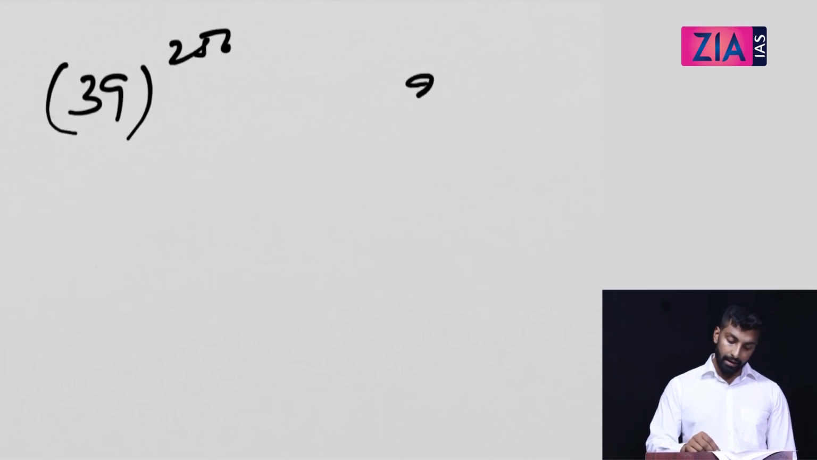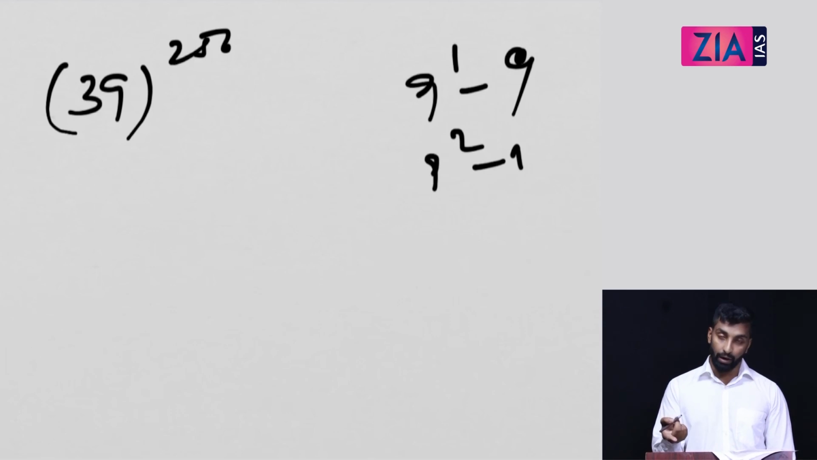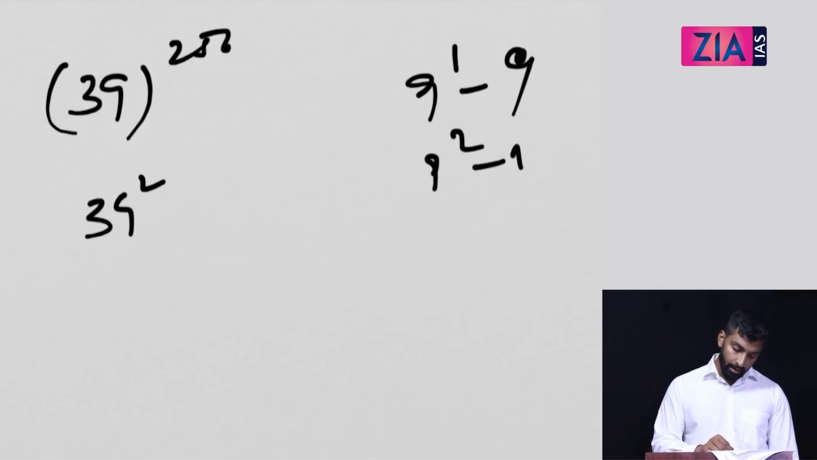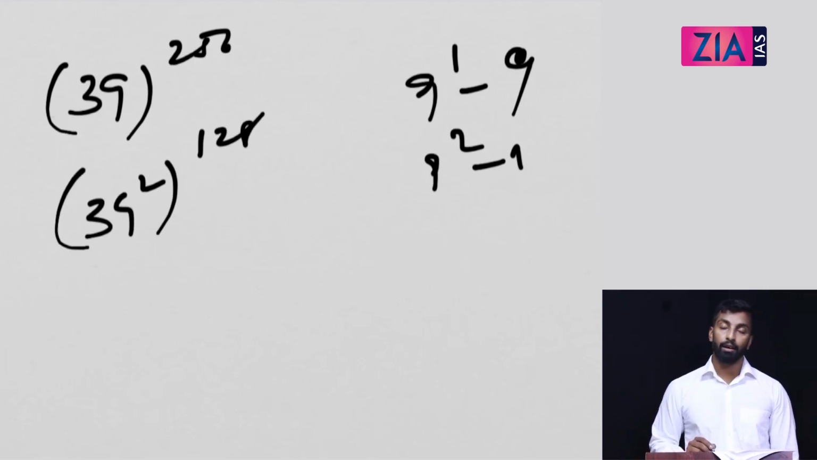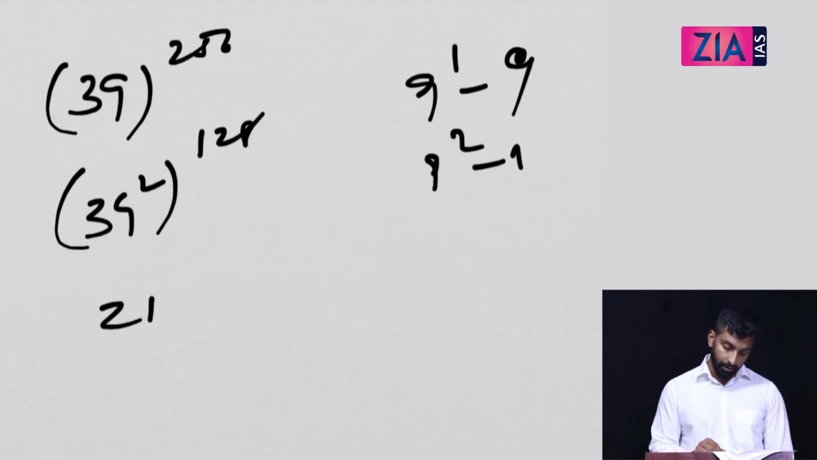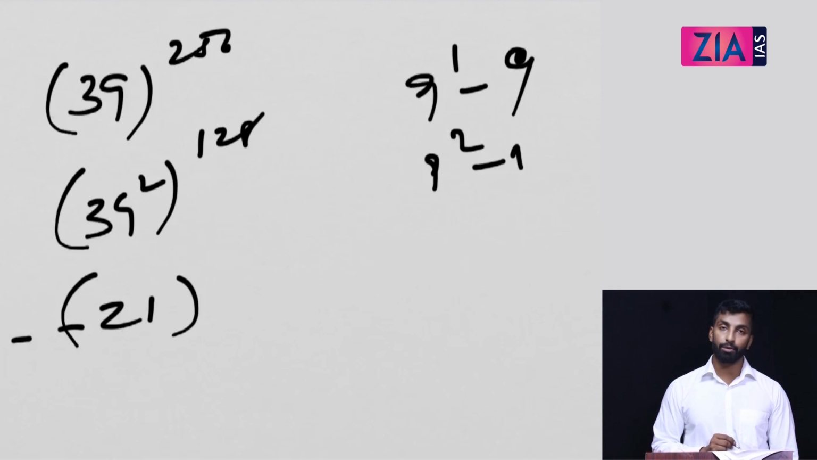What if it is 39 raised to 256? 9 raised to 1 is 9, 9 square is 1, right? So 9 square giving you 1. So you'll write it as 39 square raised to 128. What is 39 square? I don't know. Last two digits, because I need the last two digits. I know that this is going to end in 1, right? What I need is the last two digits. So 39 square last two digits I don't know. I know what is 11 square. That is going to end in 21. There may be two digits here, but I'm not interested. If you want, you can find it, right?